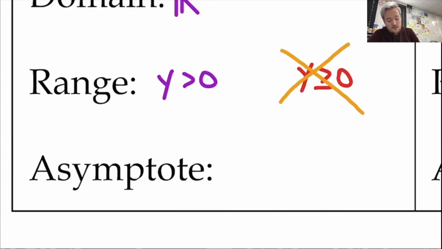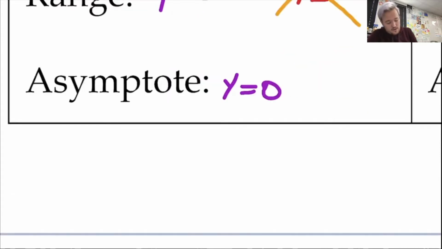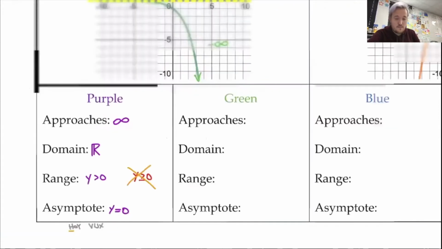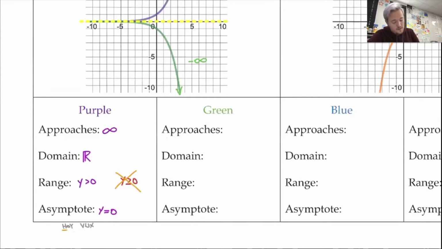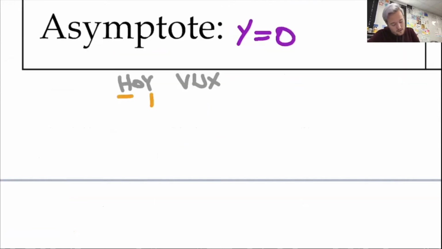Speaking of asymptote, your asymptote itself is the x-axis. So that equation is just y equals zero. The reason it's y equals zero, if you remember the throwback to horizontal lines, is that we have a horizontal line in yellow up here, that dashed line, which means it is a y equals equation. And that y equals equation is at zero. So that is your asymptote.